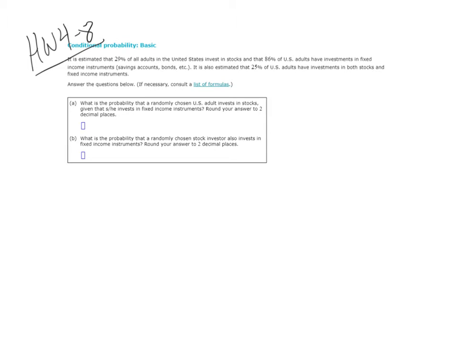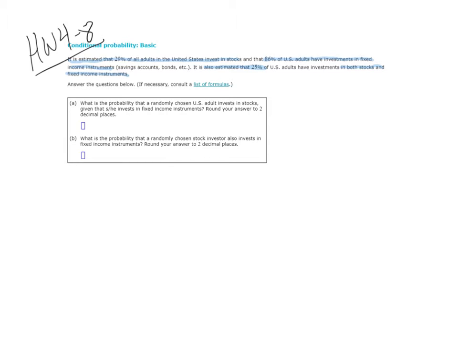We go with, excuse me, homework 4-8. We've got conditional probability. It says it's estimated 29% of adults invest in stocks, 86% have investments in fixed income, and 25% have it both in stocks and fixed income.